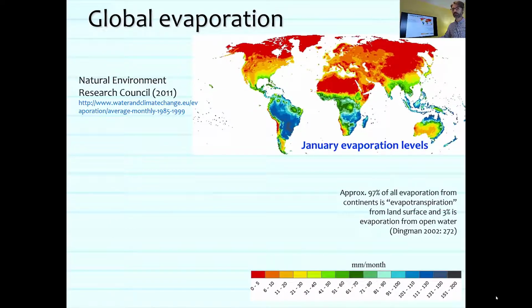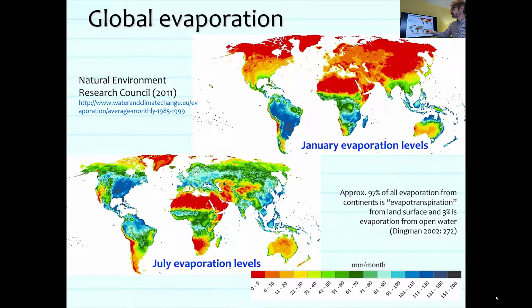Looking at global evaporation and how it varies on an annual scale, here are January evaporation rates for the entire planet. And you can see that in most of the northern hemisphere, there's very little evaporation. It's winter. And if we look at July rates, we see much higher evaporation in the northern hemisphere. And then note in the southern hemisphere, we're getting into winter, so the rates go down here. Whereas here we're in the summer in the southern hemisphere, and so evaporation levels are high.